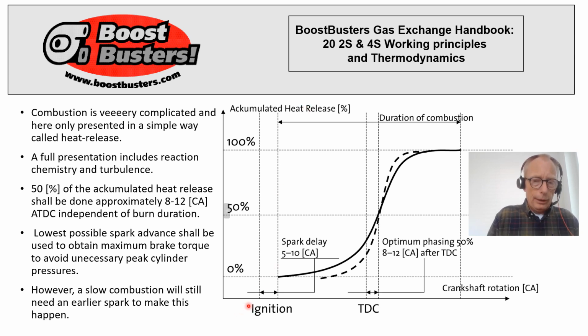So on the horizontal axis we have crank rotation as usual. The vertical axis would be how much of the air and fuel is being combusted. So of course in the beginning nothing has been burned, so 0%, and hopefully at the end of combustion 100% should be burned.